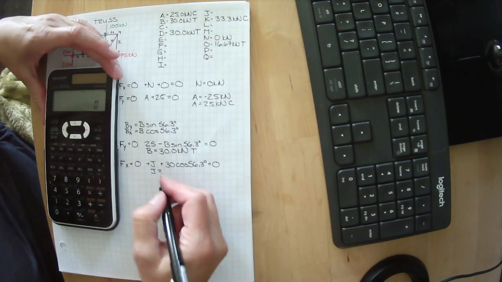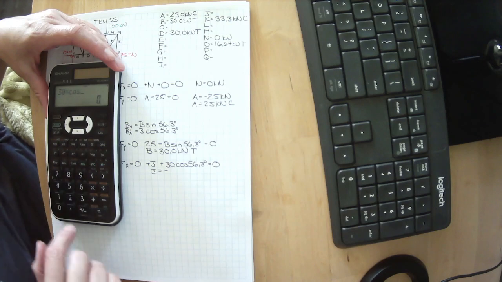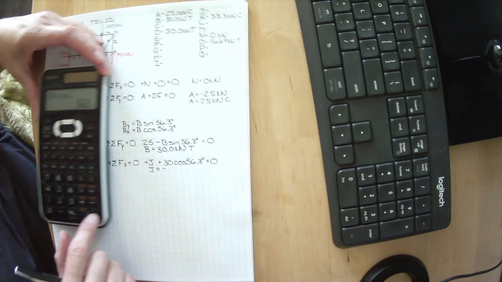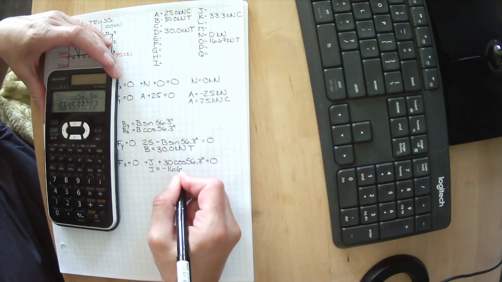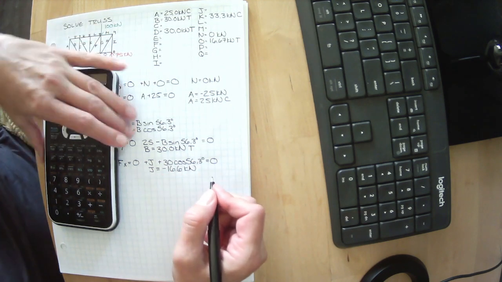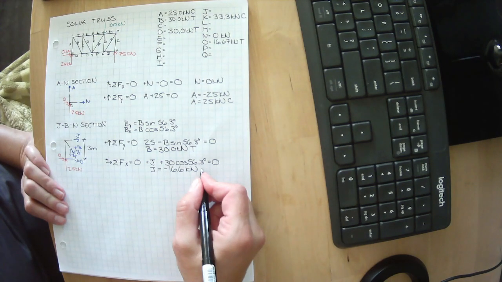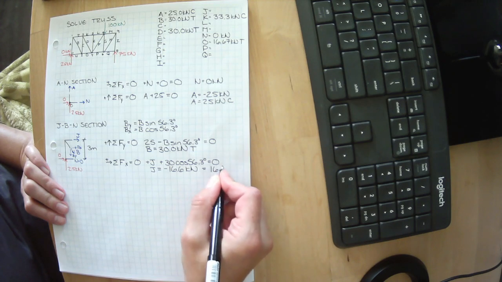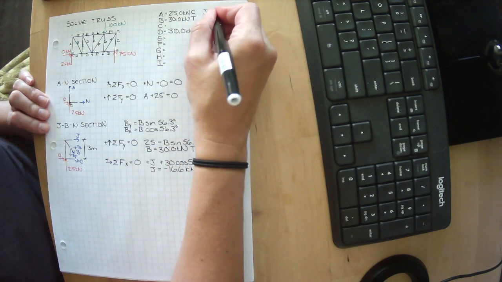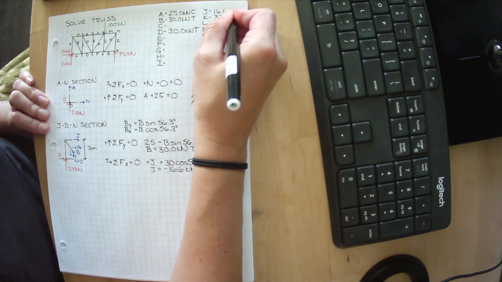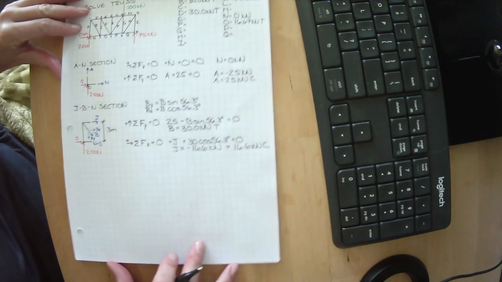J equals negative 30 times the cosine of 56.3, or minus 16.6 kilonewtons. Our answer is a negative, that means it is 16.6 kilonewtons of compression. So we can write that in J: 16.6 kilonewtons of compression. Okay, let's do another cut.